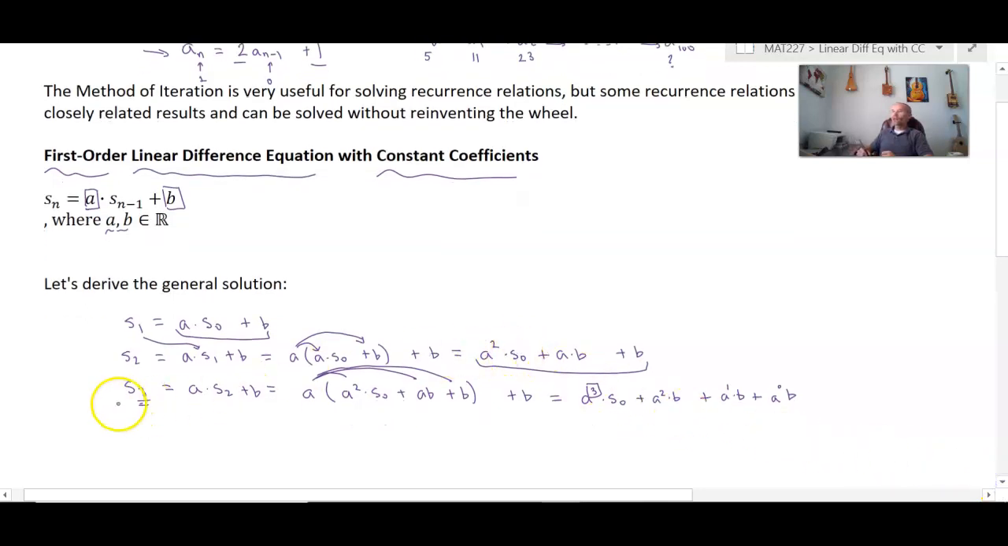And so now I'm going to make the general claim that it appears that S sub n will be a to the n times S0. All of these terms have a times b in it, but it looks like it will be in decreasing order. It'll be a to the n minus 1 times b, so a to the power that's 1 less than this power here, plus a to the n minus 2 times b, and I don't know how many of these terms there are going to be, other than there's going to be n plus 1 total terms, because I'm going to have a to the first times b plus a to the 0 times b.